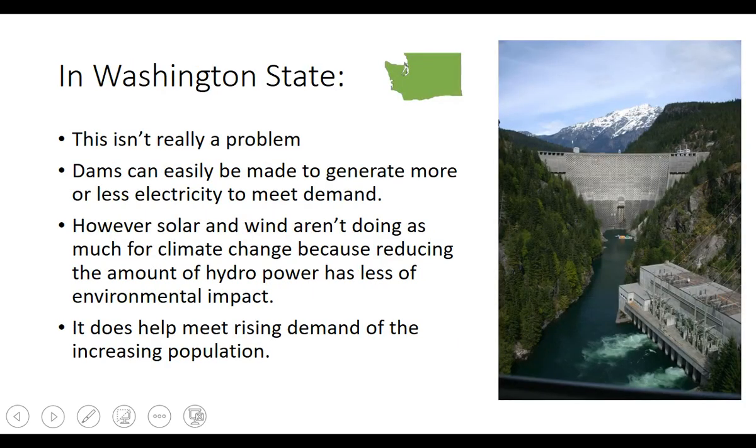Washington State is actually one of the few places that doesn't have this. Now we're adding a lot of solar energy as we go, but this duck curve effect doesn't really happen. The reason is because we get so much of our energy from hydroelectric power, and hydroelectric power is one of the few things that's capable of ramping up pretty quickly.